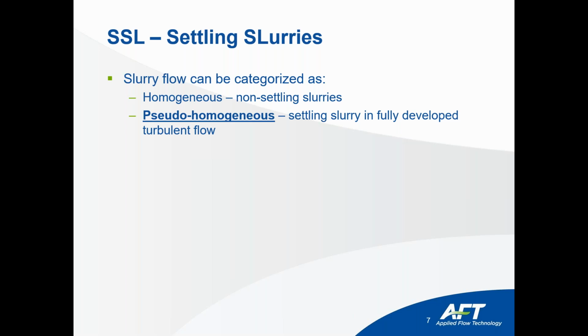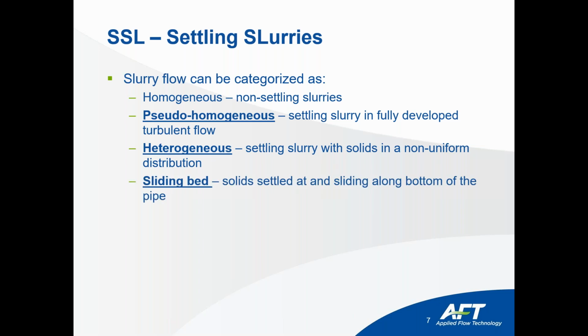The next category is a pseudo-homogeneous slurry. So this is where you have a settling slurry in a fully developed turbulent flow. And so you have a little bit bigger particles, but everything is moving turbulently. And it is possible that the solids in that case could settle out of your fluid if the velocities are too low. The next category is a heterogeneous slurry. That's where your slurry is flowing with particles in a non-uniform distribution. I'm going to show you pictures of all of these cases here in just a minute.